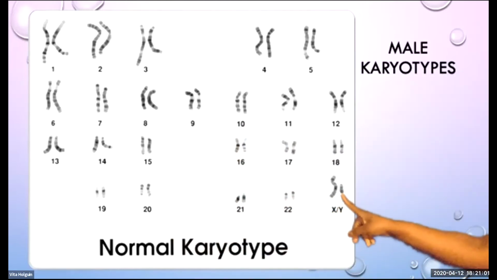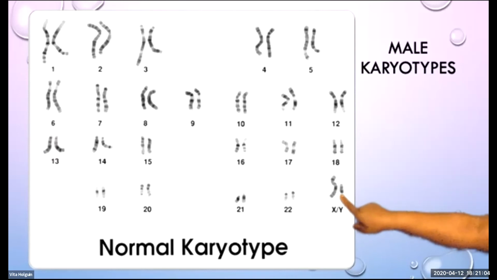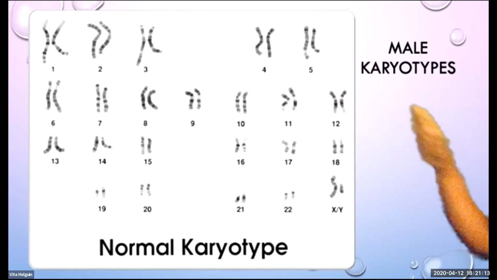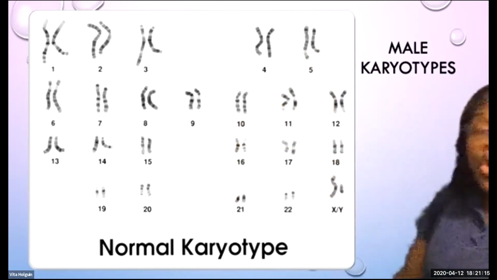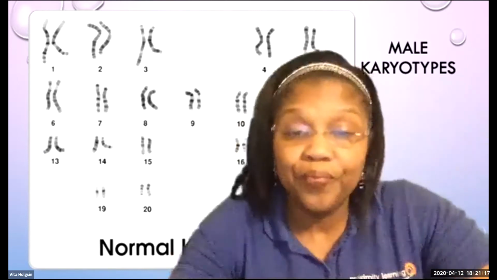So that's how you can identify what a Y is. The Y chromosome is very small in comparison to the X. And this is what makes you you, okay? What you're looking at is all the genetic code that made you, you.